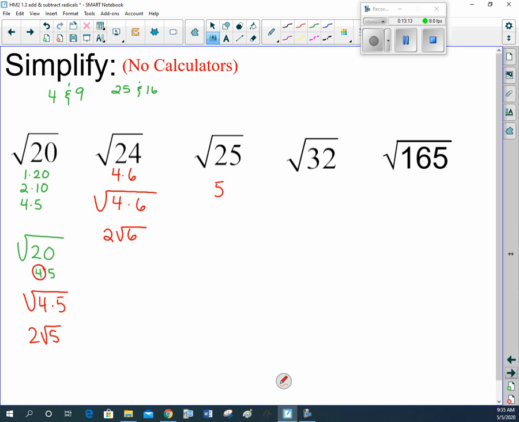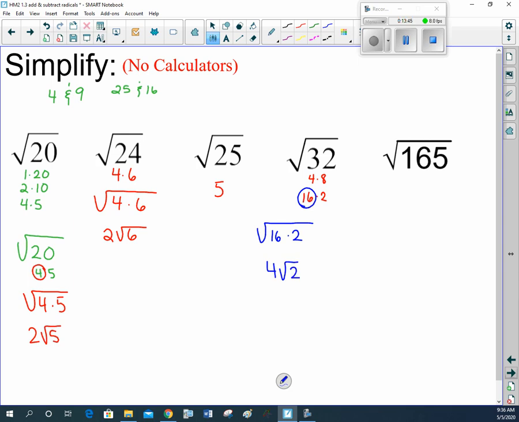Okay, 32. So off the top of my head, the first thing that pops into my mind is 4 times 8. 4 is a perfect square, but remember, we want to pick the biggest one. I also recognize that 16 times 2 is 32. So I think instead of doing the 4, we'd have to do it twice. I'm going to use 16. So I'm going to go 16 times 2, that's the square root of 32. Square root of 16 is 4, 4 root 2.